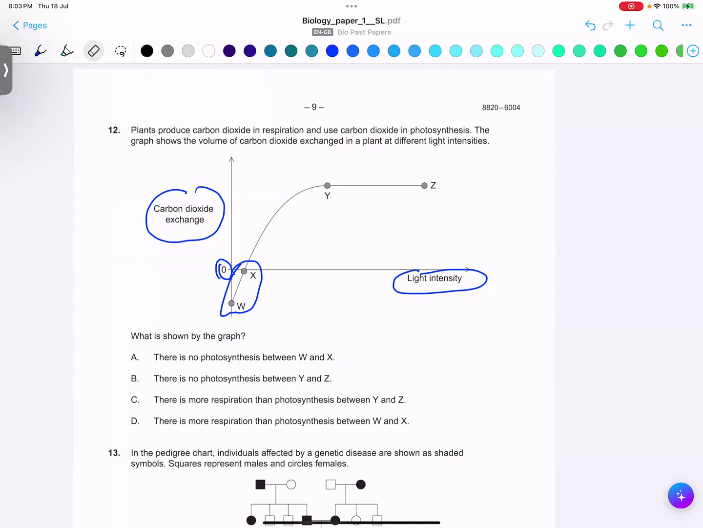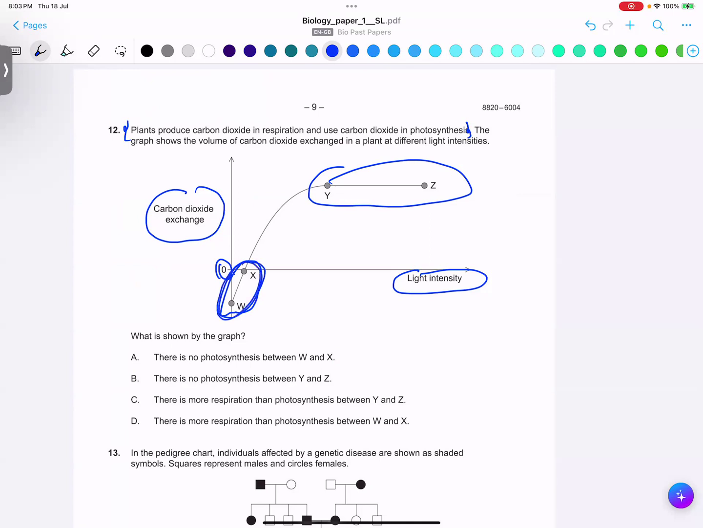Plants produce carbon dioxide in respiration and use carbon dioxide in photosynthesis. So here they're just reminding the candidate; the IB is being kind enough to remind the candidate what's happening. The graph shows the volume of carbon dioxide exchanged in a plant at different light intensities. And then there is no photosynthesis between Y and Z, which is technically not possible because it has light intensity. The light intensity is positive, even though there is no carbon dioxide exchange, whereas here there is carbon dioxide exchange.